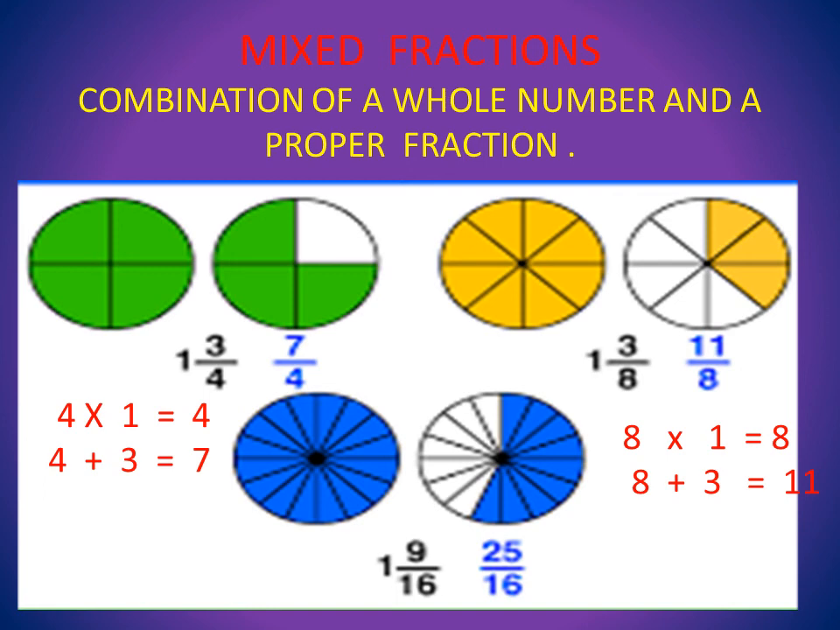Now same way you do it for the third one. So here also when we find out, we will get the answer 25 upon 16. So this one is an improper fraction because here the numerator is 25, that is the bigger number, and the denominator is 16, that is the smaller number. Now all these answers which we got, they all are improper fractions because here the numerators are bigger than the denominators.